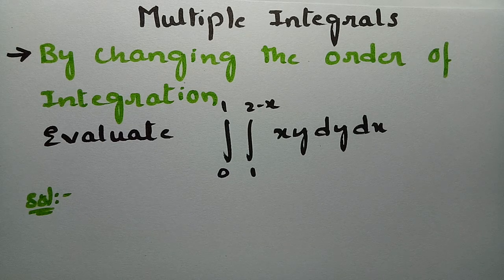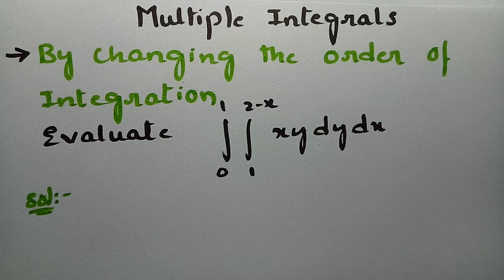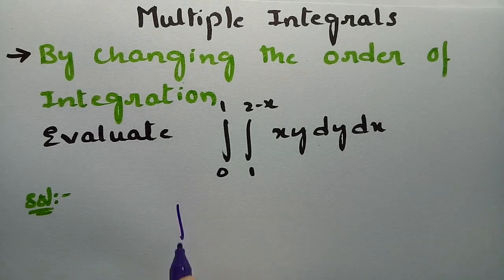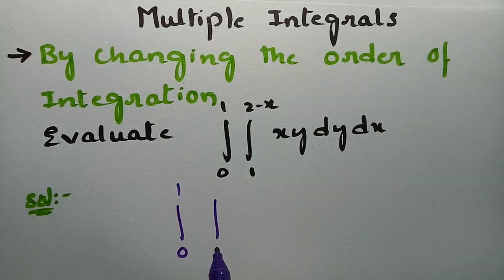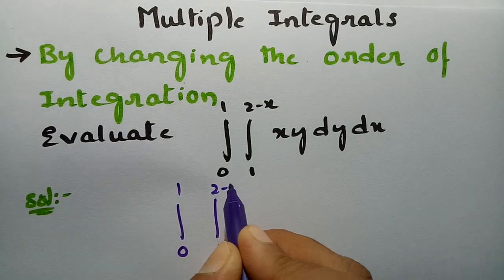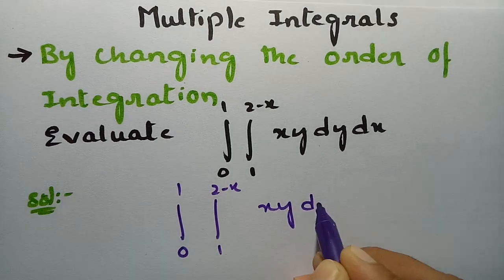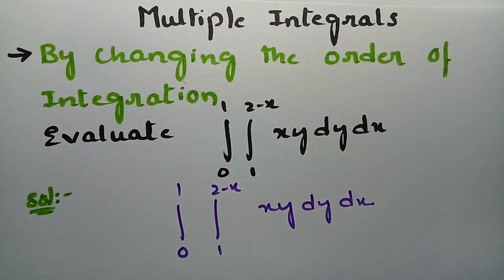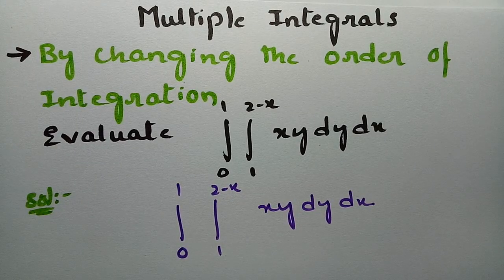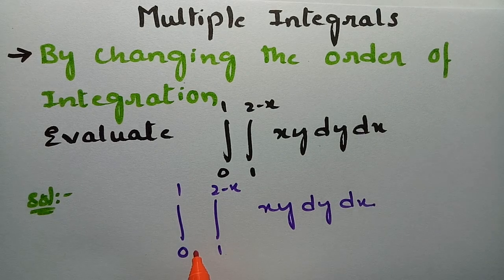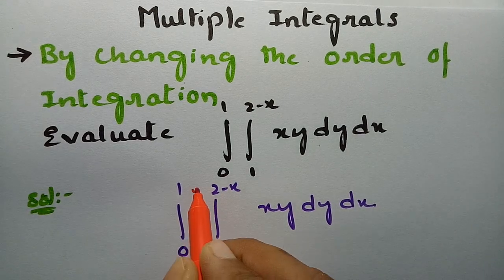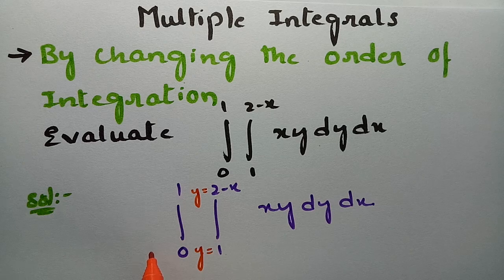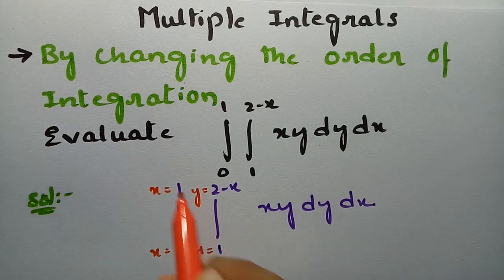Now, this is a problem from multiple integrals, and we have to evaluate, by changing the order of integration, the integral from 0 to 1 and the integral from 1 to 2 minus x of xy dy dx. First of all, we have to identify the limits. These are the y limits and these are the x limits.